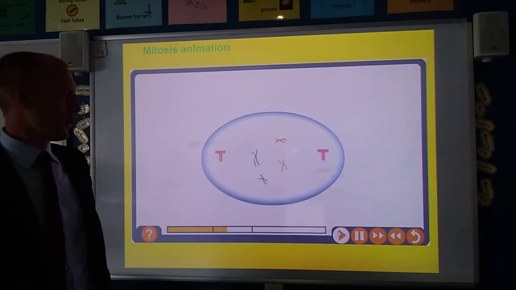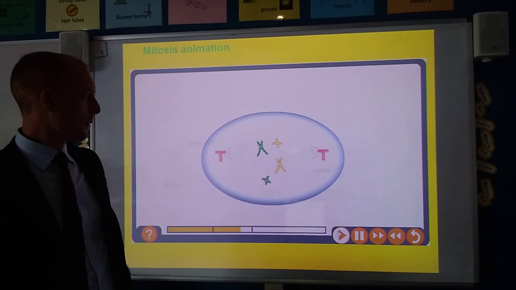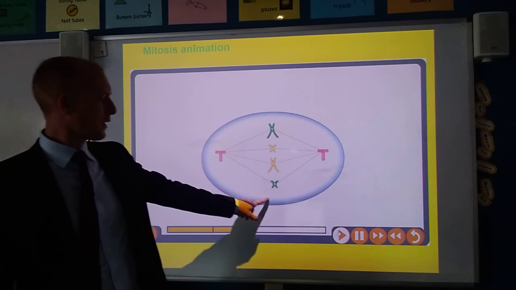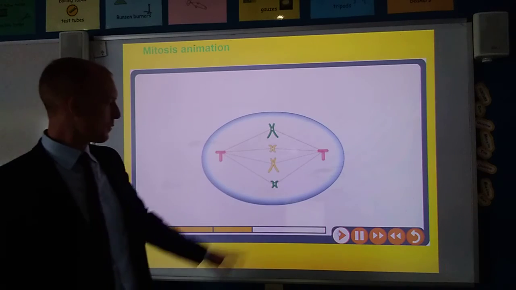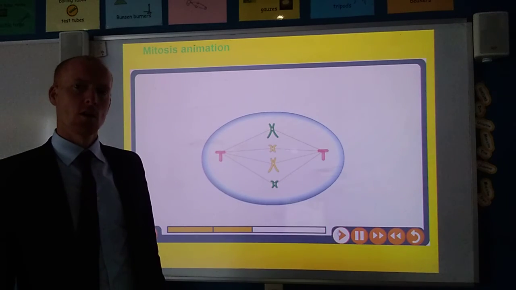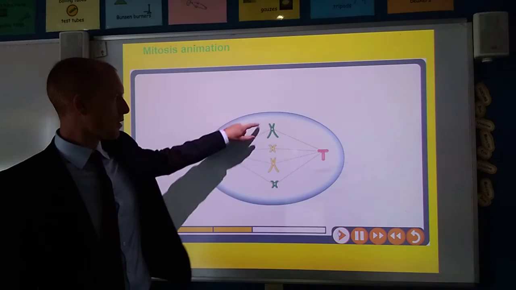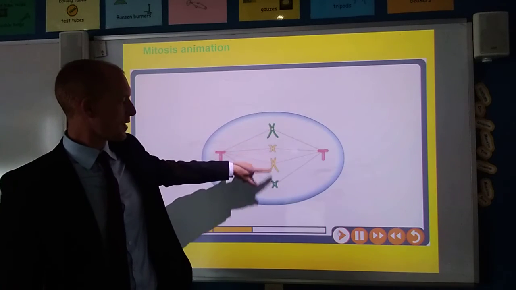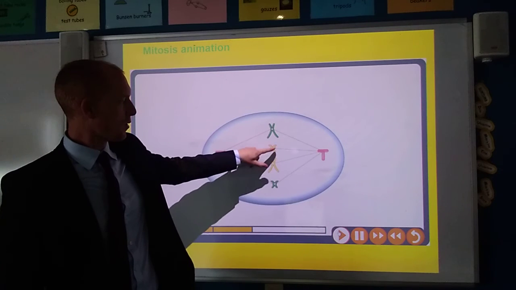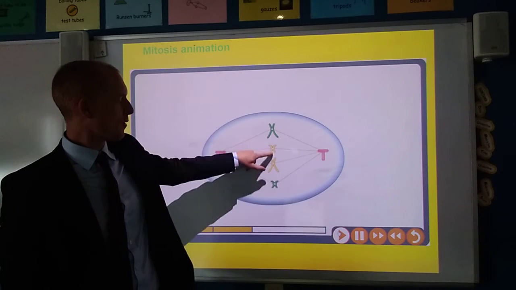Then what happens? They condense and they shrink a little bit, and they form along the equator of the cell here. So if we look at what we originally started with, we've still got 4 chromosomes, but we have duplicates of them, which are called chromatids. Okay, so here is your chromosome from your dad, chromosome 2, and here's chromosome 2 from mum, chromosome 1 from dad, 1 for dad and 1 for mum.